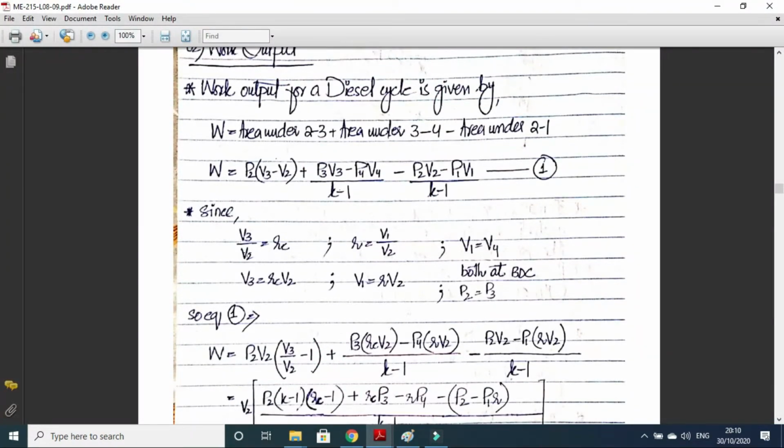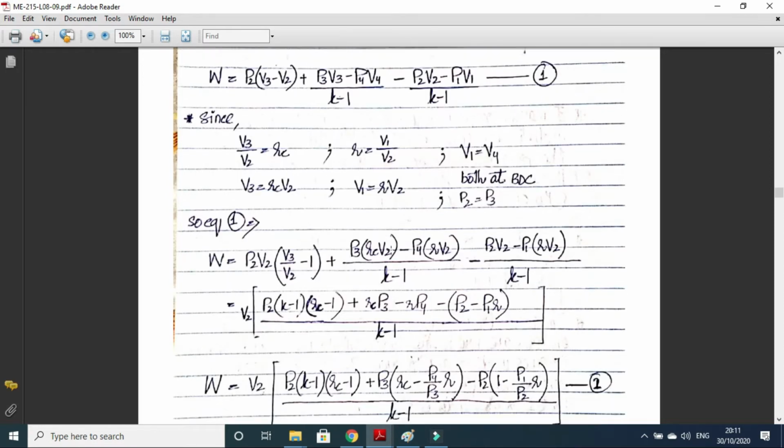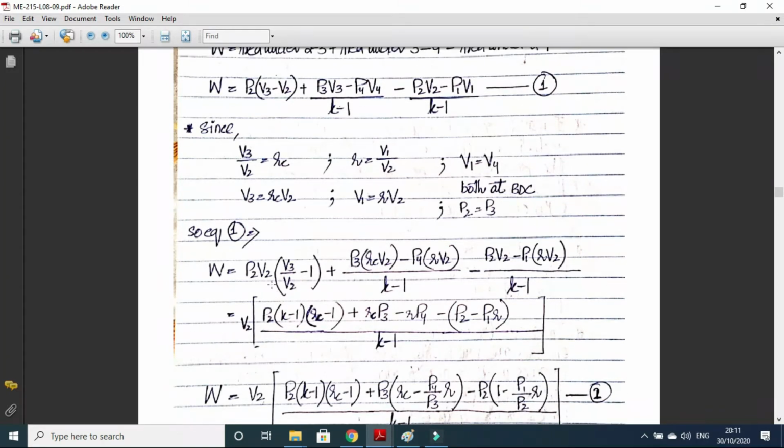Now V3 upon V2 is rc. r is V1 upon V2, where V1 is equal to V4. So V3 will be equal to rc V2, V1 will be equal to r V2, and V1 is equal to V4. And P2 is equal to P3, constant. So we can use these values here. In the first term, we have taken V2 common: P2 V2 (V3 upon V2 minus 1). So we have taken V2 common from this expression.